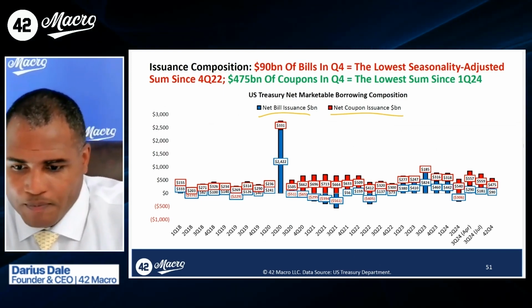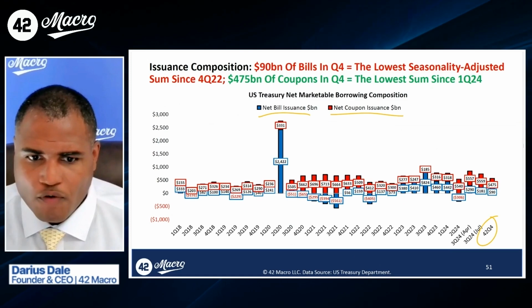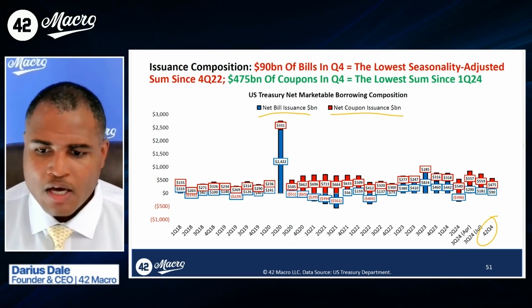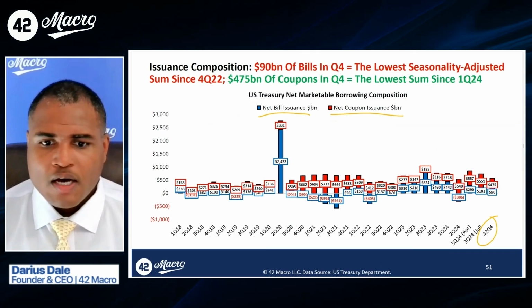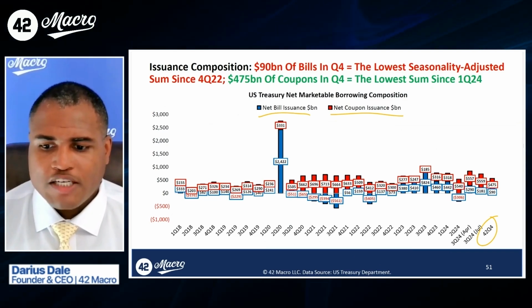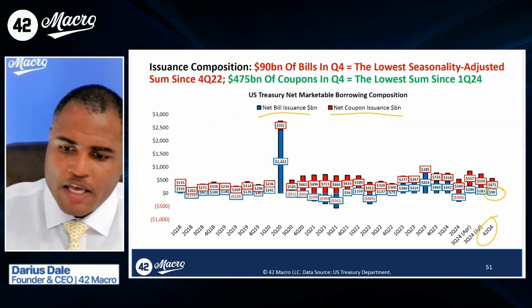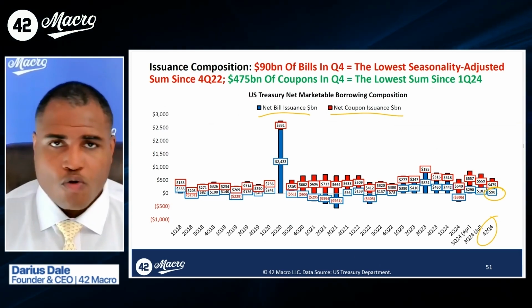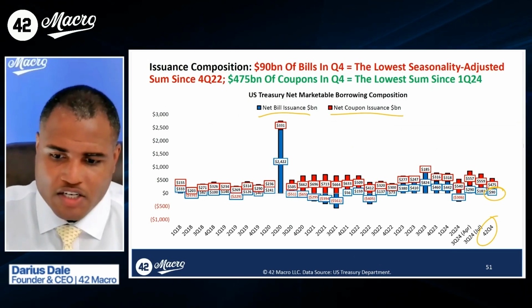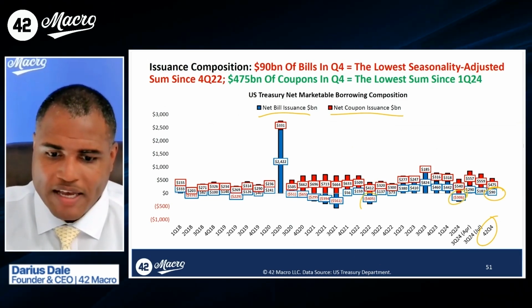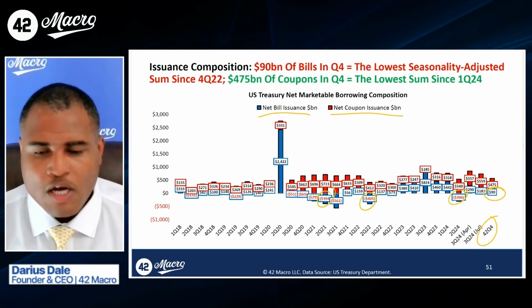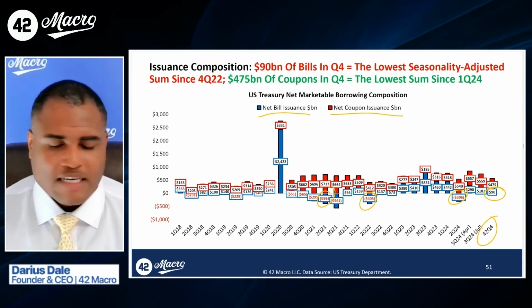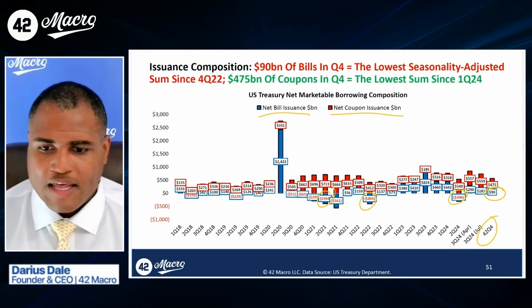If we isolate Q4, because that's the tip of the spear in terms of the information that we currently possess from the Treasury Department, the amount of bills projected to be issued in Q4 is only $90 billion. That's the lowest seasonality adjusted sum since the fourth quarter of 2022. And what we mean by seasonality adjusted is that you typically have bills decline by a significant degree in the second quarter to account for those Treasury General Account tax day dynamics that we highlighted earlier.